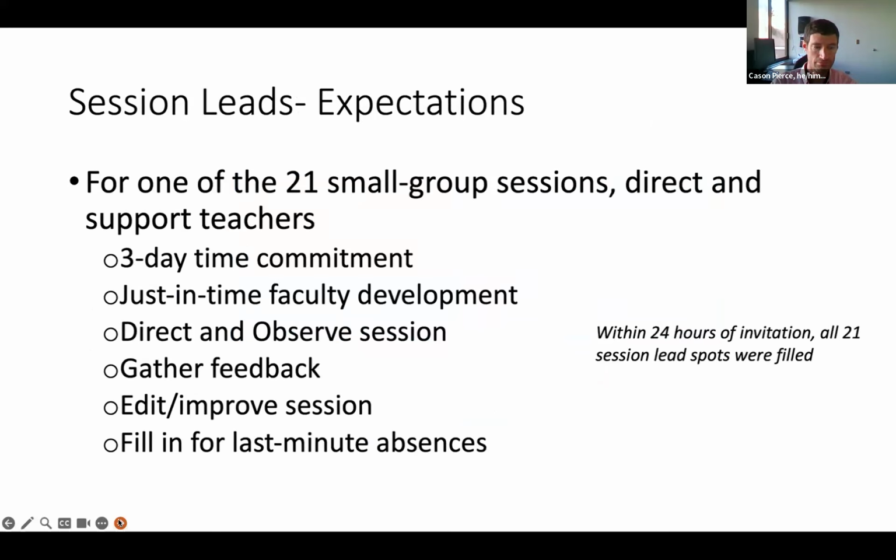So we had 21 small group sessions that needed a lead, and we wanted to recruit faculty to direct and support the teachers, meaning we asked for a 3-day commitment, to oversee all 11 sessions that are delivered to the cohort, to provide just-in-time faculty development, to both direct and observe the session, so sit in on the sessions, gather feedback from the instructors, gather feedback from the students, and then edit and improve the session. And of course, they're available to fill in for last-minute session absences.